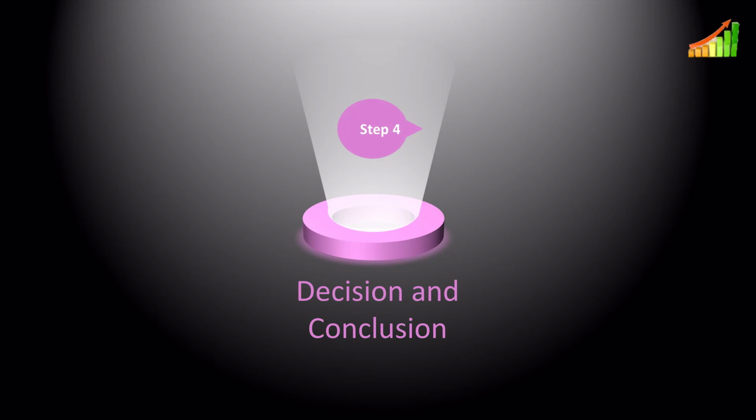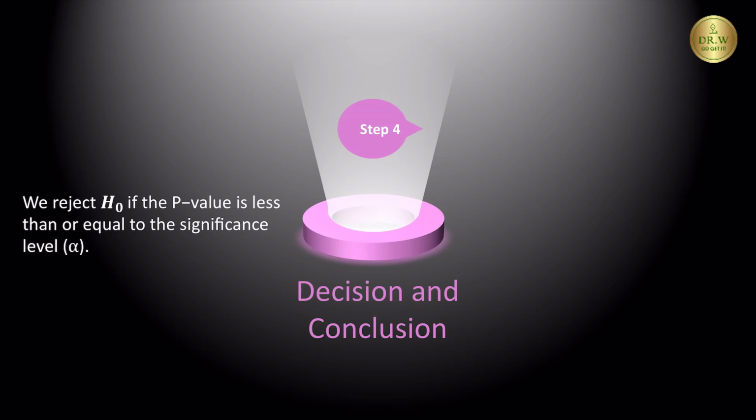Next is step 4. Step 4 is the decision and conclusion. How do we get the decision? We reject H naught if the p-value is less than or equal to the significance level. The significance level is denoted by alpha. So you need to compare your p-value with alpha. Again, we reject H naught if the p-value is less than or equal to alpha. Then the conclusion. We can write the conclusion based on the problem. I will explain these steps using some examples in my next videos.